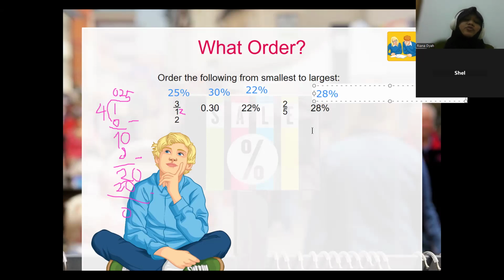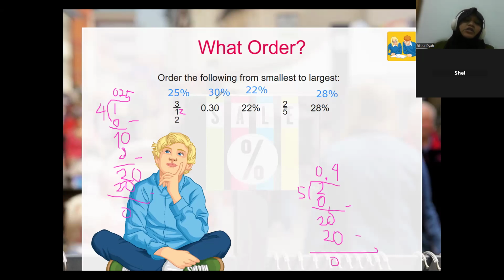Now we need to find 2 out of 5. 2 out of 5. 2 divided by 5, 0, 20, 0.4. So it's going to be 20, 0. Okay, so 0.4 is equal how many percent? 4% or 40%? 40. Yeah, it's 40%.